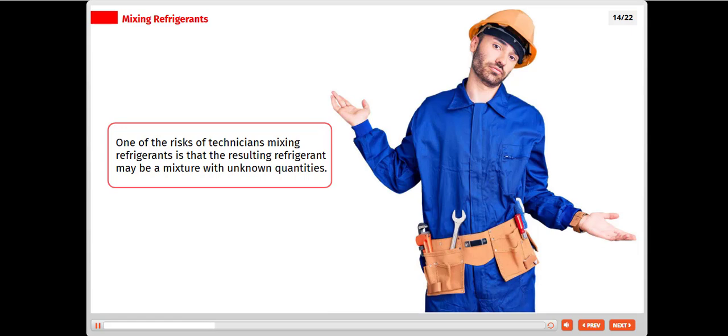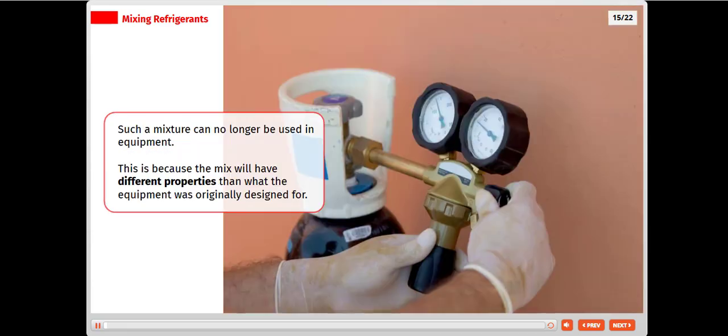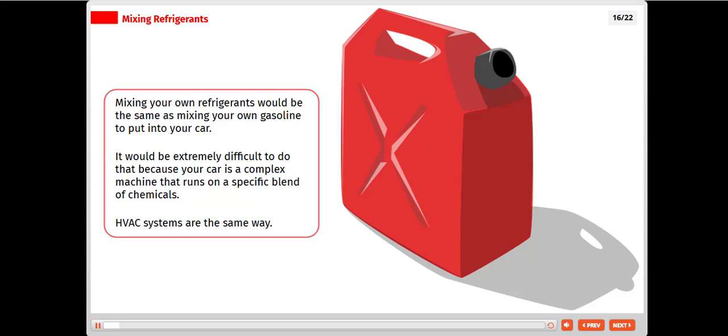One of the risks of technicians mixing refrigerants is that the resulting refrigerant may be a mixture with unknown quantities. Such a mixture can no longer be used in equipment. This is because the mix will have different properties than what the equipment was originally designed for. Mixing your own refrigerants would be the same as mixing your own gasoline to put into your car. It would be extremely difficult because your car is a complex machine that runs on a specific blend of chemicals. HVAC systems are the same way.